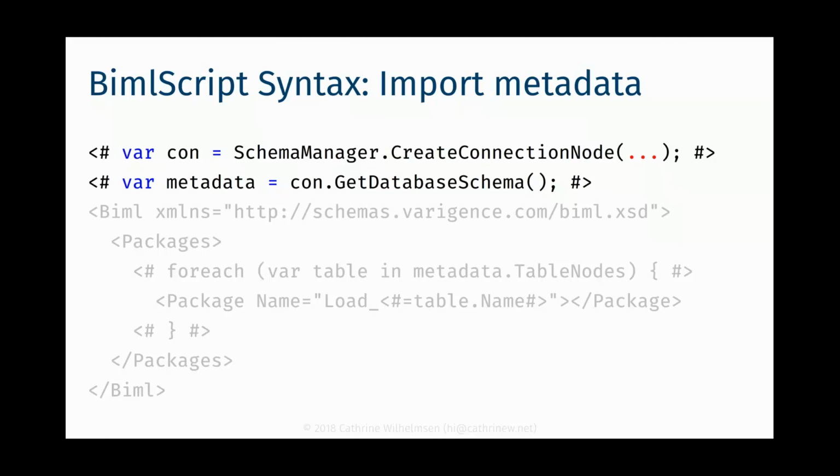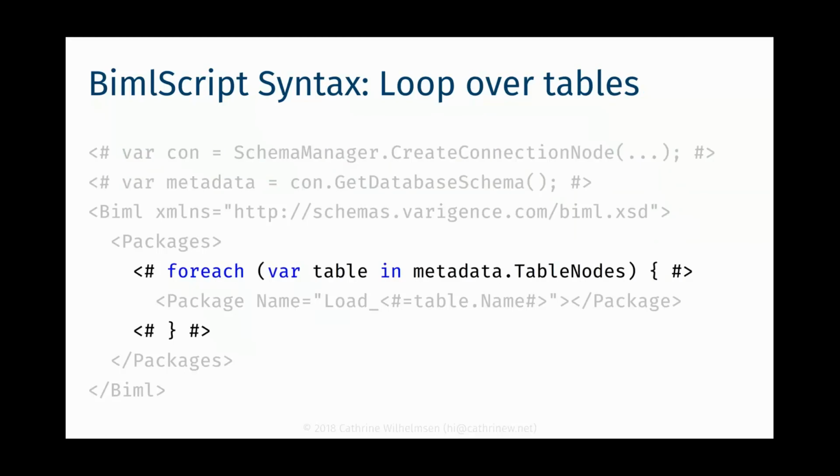And then based off of that, on the next line of code, we can say connection.GetDatabaseSchema. GetDatabaseSchema, again, belongs to SchemaManager. It's part of the Biml language. You can copy and paste this code, so you don't even need to remember it. GetDatabaseSchema grabs all of the metadata from your source database, and we store that in a variable called metadata. And now we can go in and loop over our objects in our metadata.